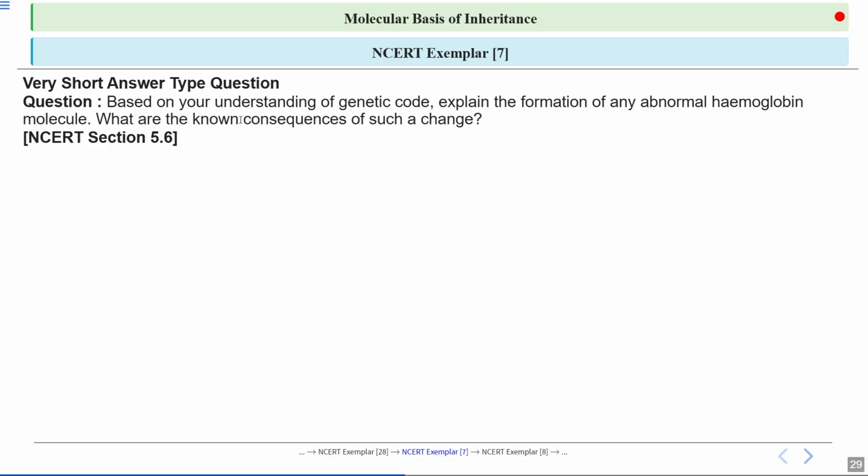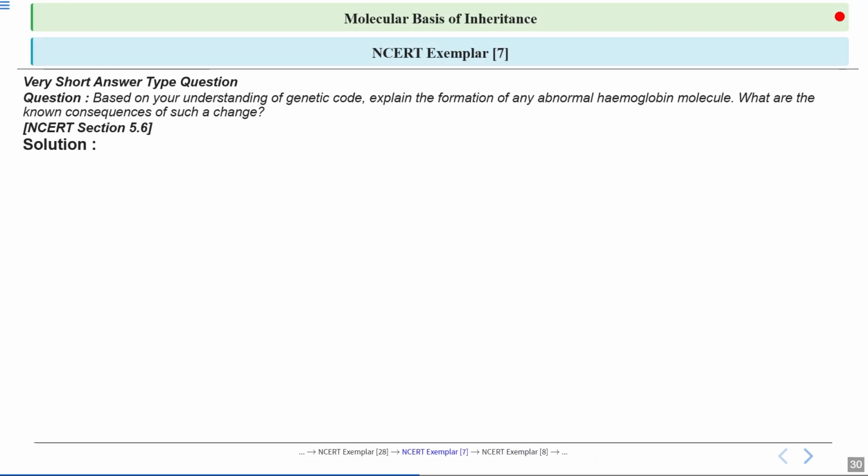The next question is based on your understanding of genetic code. Explain the formation of any abnormal hemoglobin molecule. What are the known consequences of such changes? This is a very short answer type question. How are abnormal hemoglobin molecules formed? So let's have a look at the answer.